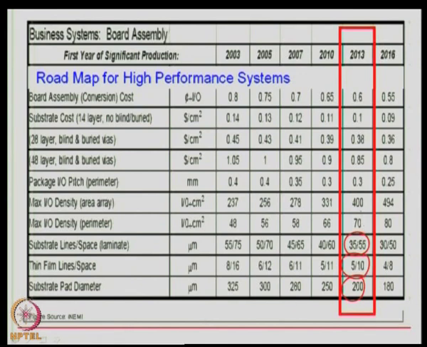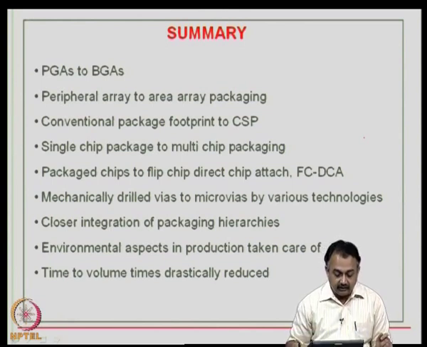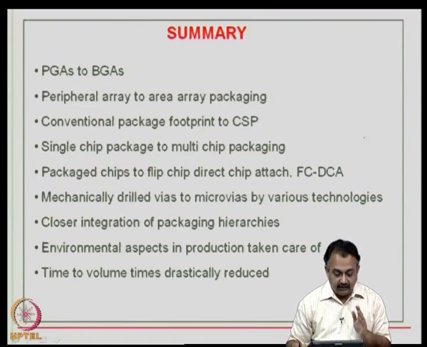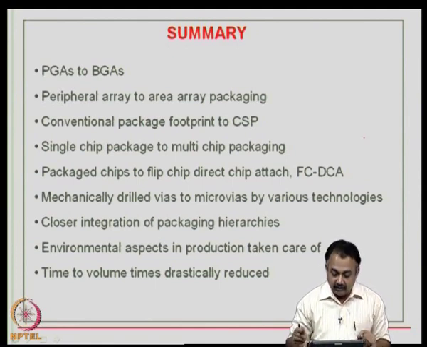So, if you look at multi-layer systems, again the cost has to come down even as we increase the multi-layer structures. So, the summary for this chapter on packages is that if you have gone through the various sessions that this package has encapsulated, BGA is the workhorse. So, we are moving from PGAs to BGAs, we are moving from peripheral array packaging to area array packaging, we are moving from conventional package footprint to CSP type of footprint, and CSP pitch, as you know, is very small. Single chip packaging to multi chip packaging is the order of the day.